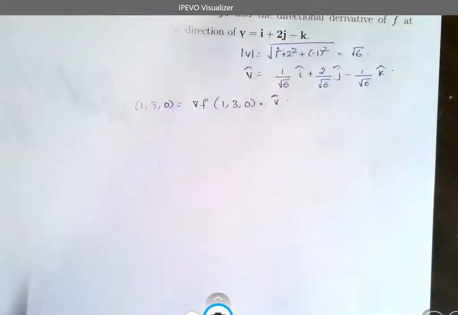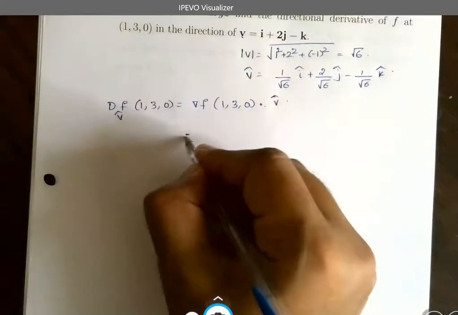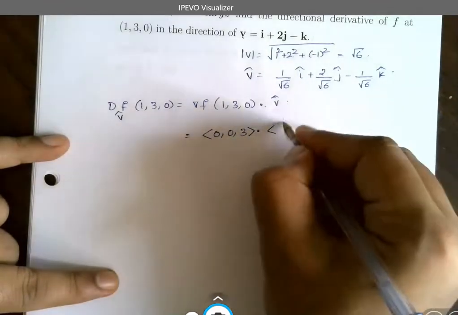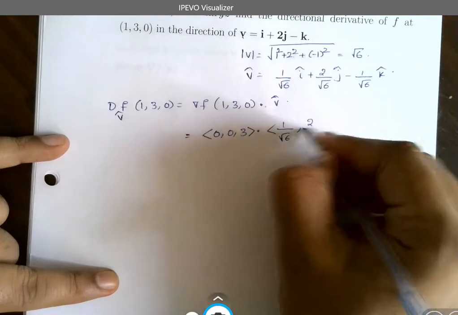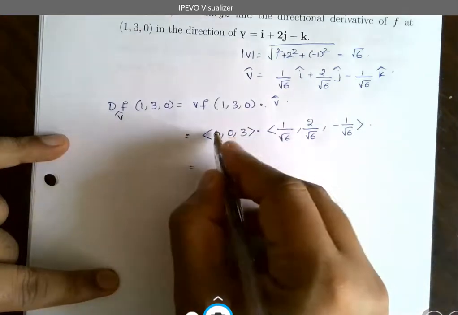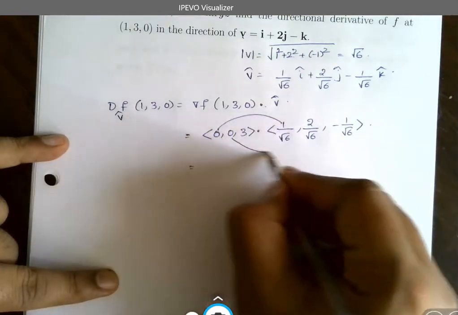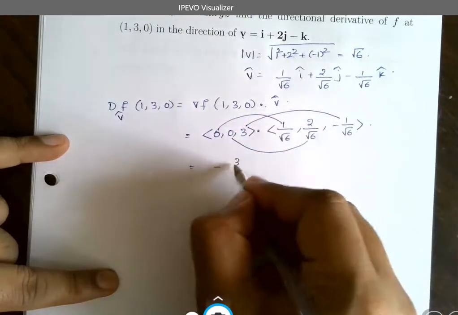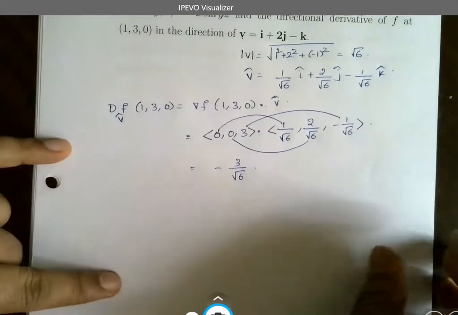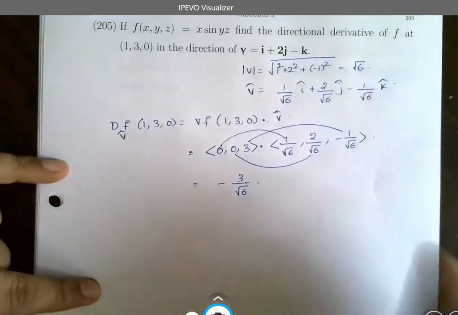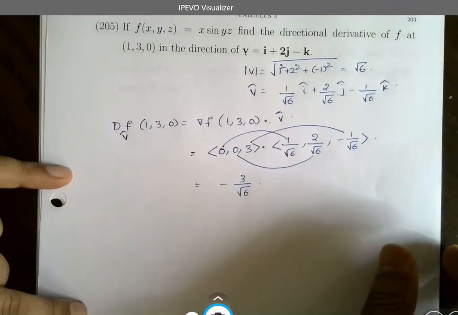So that's what we're going to use. The gradient is going to be 0, 0, 3 dot product with 1 over square root 6, 2 over square root 6, negative 1 over square root 6. So 0 times 1 over square root 6 is 0, 0 times 2 over square root 6 is 0, and 3 times negative 1 over square root 6 is negative 3 over square root 6. You with me in that? I hope this is clear. If you want to rationalize it, please be my guest and rationalize it. I'm not going to do that right now.